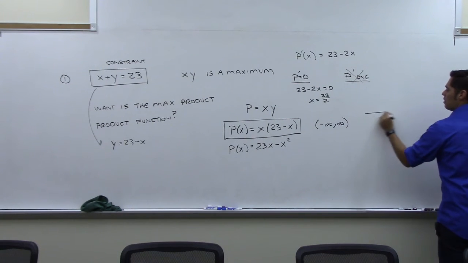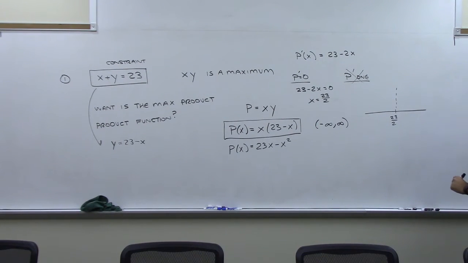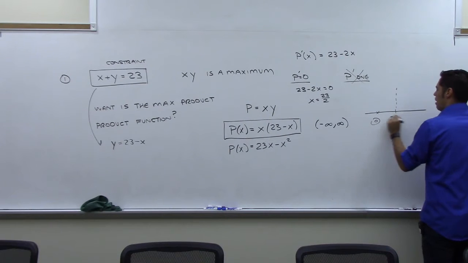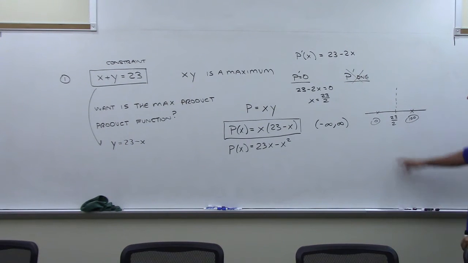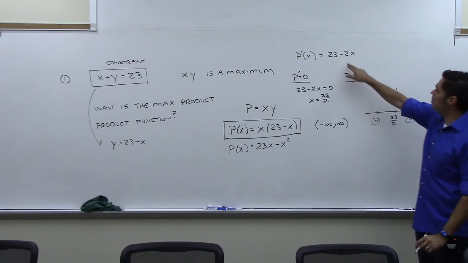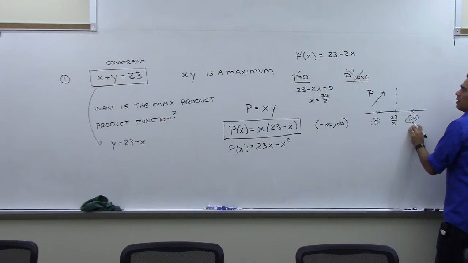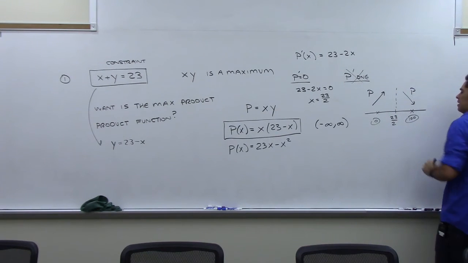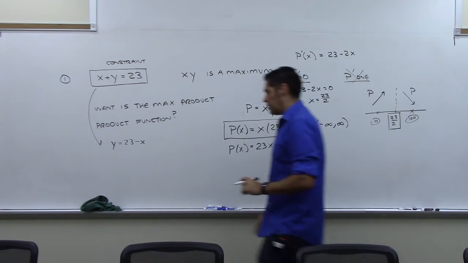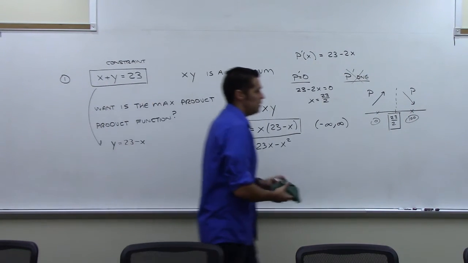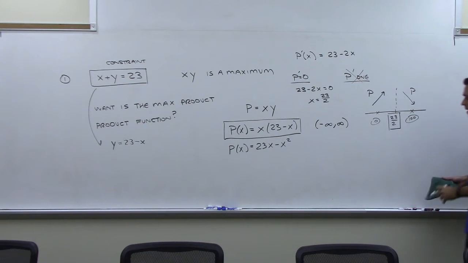Now I take my 23 over 2 and put it on a number line. I just want to confirm that this is going to give me a maximum. I pick a test point over here, let's say 0, and a test point over here, let's say 100, and I plug these into the derivative. If I plug in 0, I get a positive number, so my original p function is going up here. If I plug in 100, I get a negative number, which means my p function is going down, which means at 23 over 2, I get a maximum. And that's the only maximum possible, because my function would have to go back up and back down again if I were going to have another maximum. Hold on just a second.